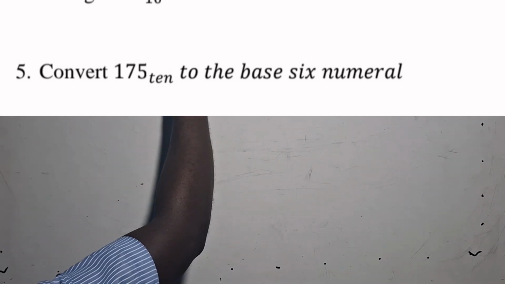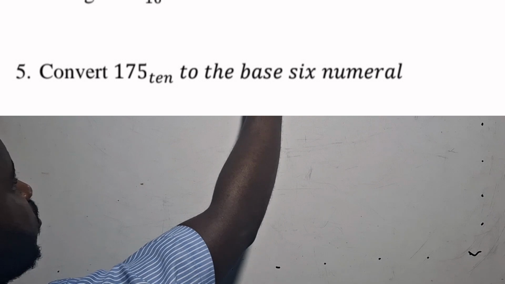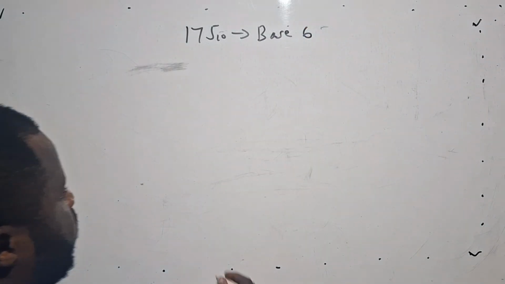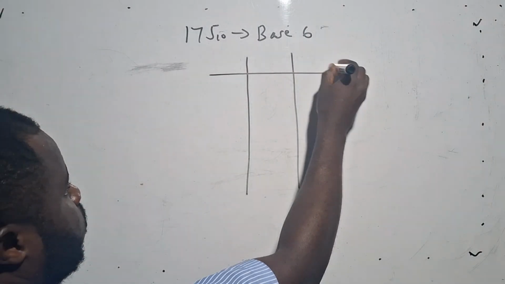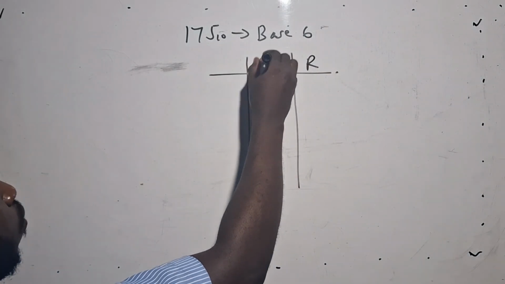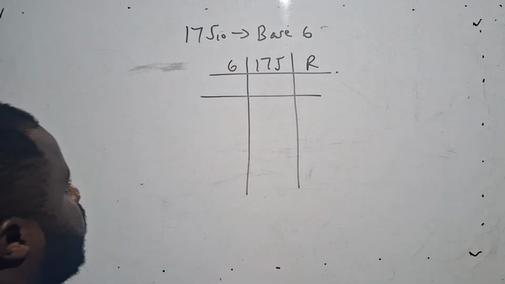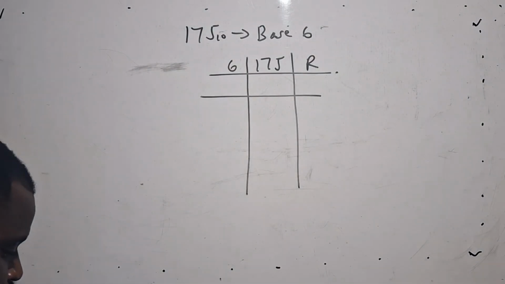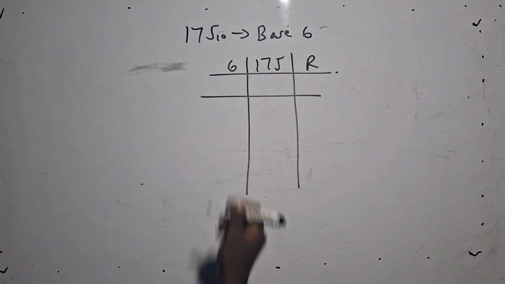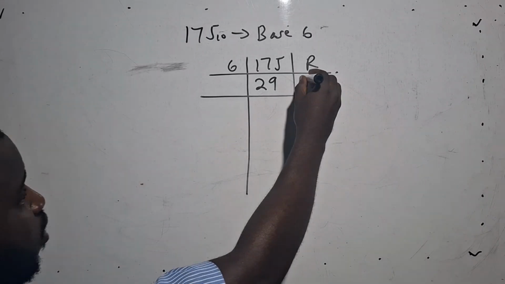So this question, as it is posted: 175 base 10 to base 6. The base is 6, so I draw my table. So my remainder, 175, then I have my 6. So 175 divided by 6 will be 29 times. Then 29 times 6 will be 174. So it means remainder 1.